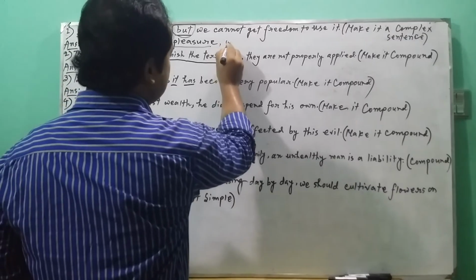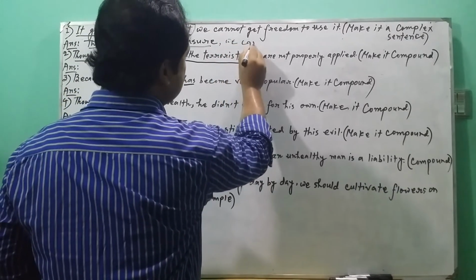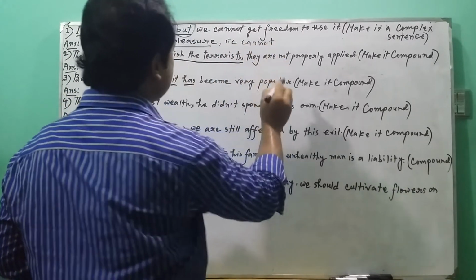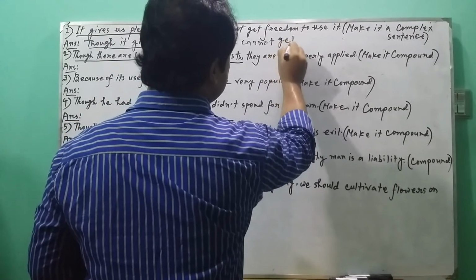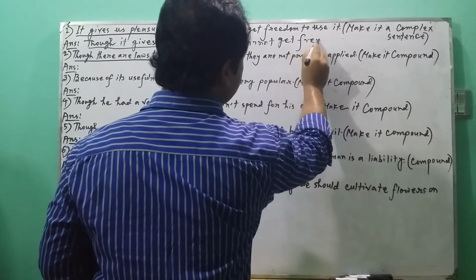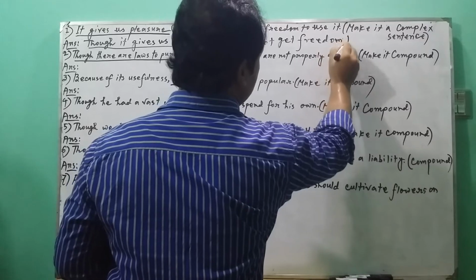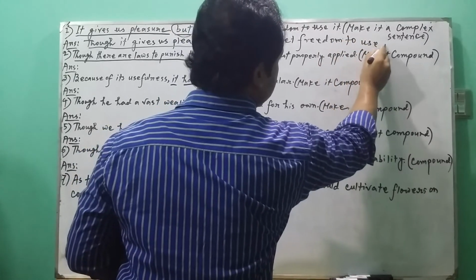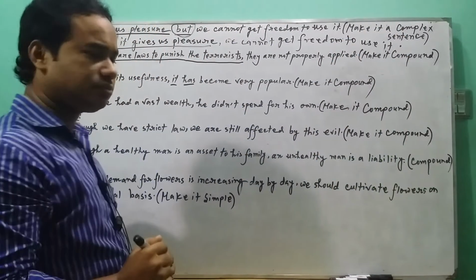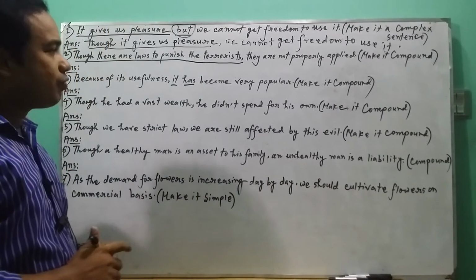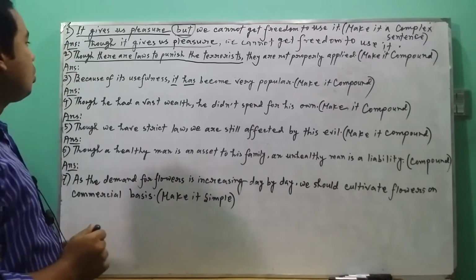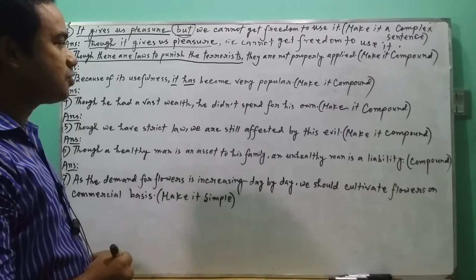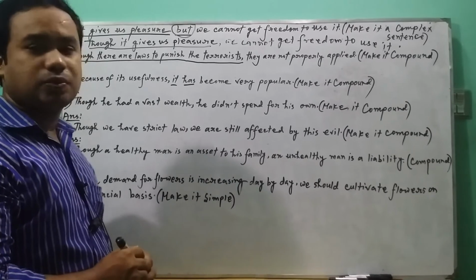We cannot get freedom to use it. Okay, now let's move on to the second sentence. Though there are laws to punish the tourists, they are not properly applied.